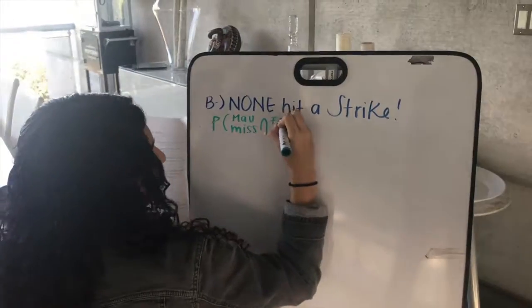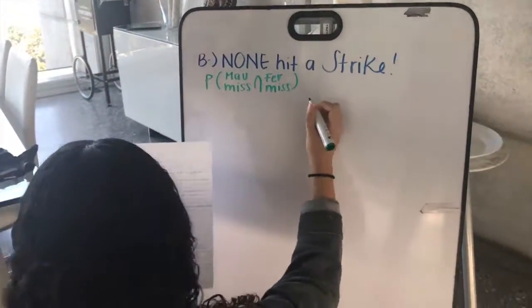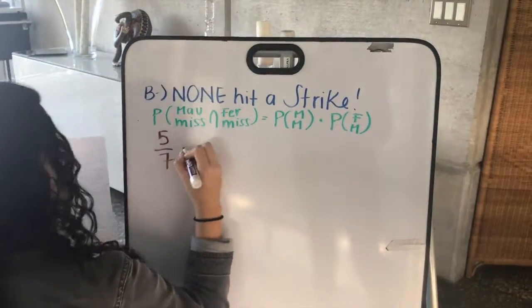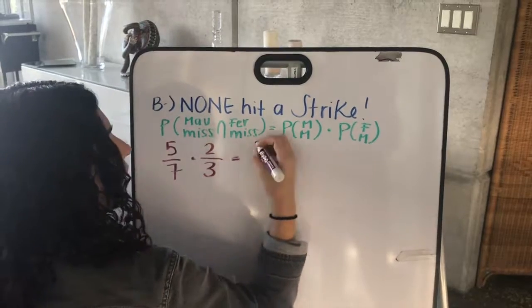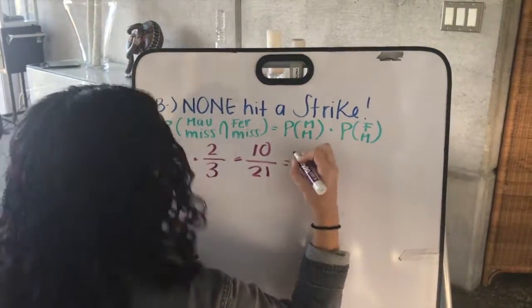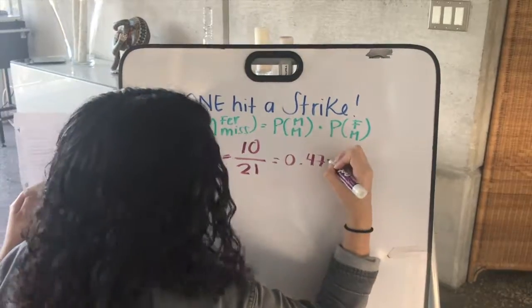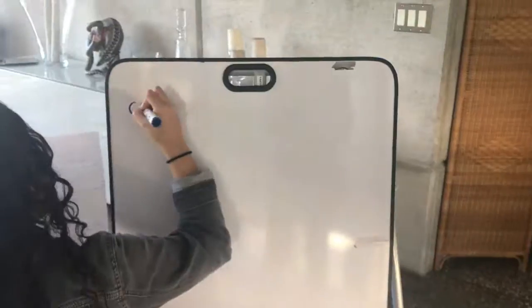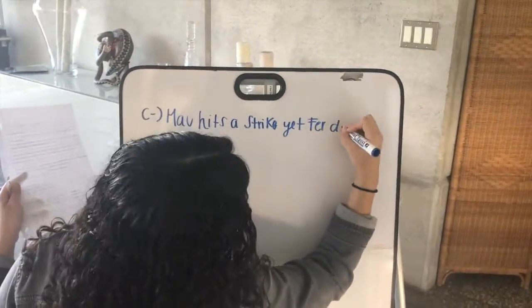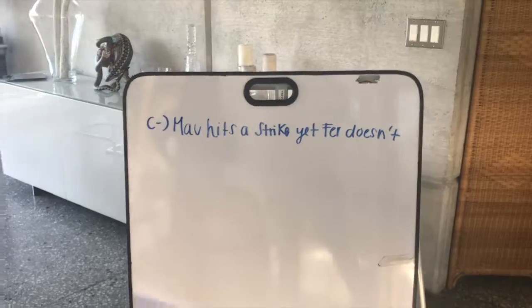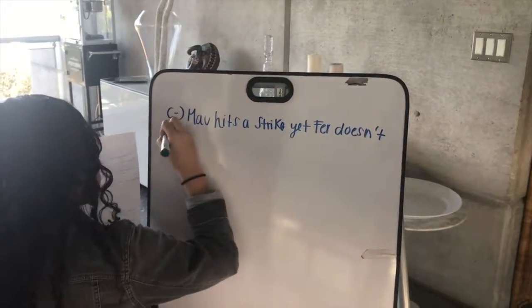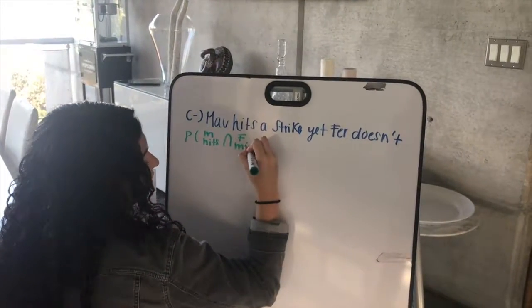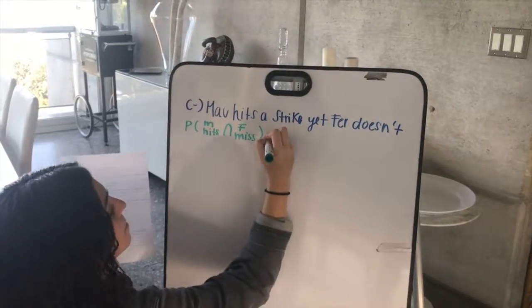Letter B asks us if none hit a strike. What we're going to do is the probability that Mao misses and the probability that Fer misses. Those two, you're going to multiply them, which is going to be 5/7 times 2/3, which will give us 10/21 times 100, it'll be 47.61%.